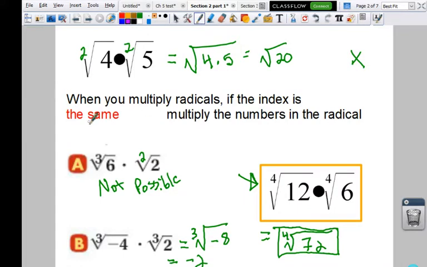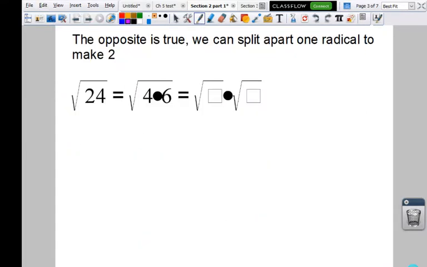So we can put two radicals together as long as the indexes are the same. Well, the opposite is true. We can split apart one radical to make two. You actually could do 3 if you wanted, but it's not as helpful. You can split them apart as much as you want.